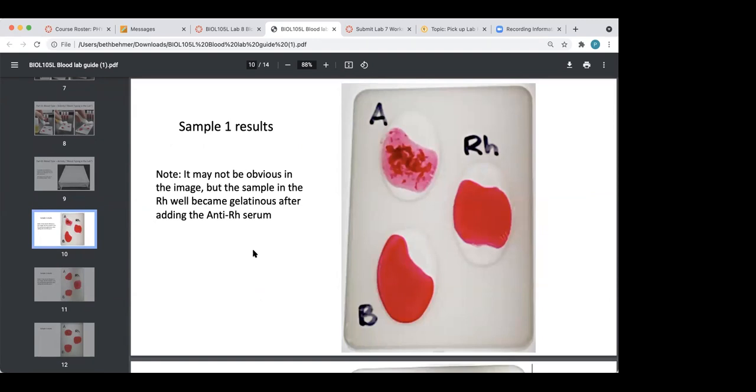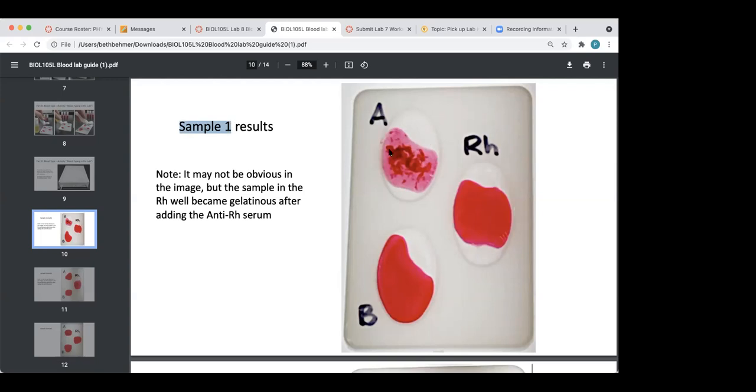So here we have a normal result. This is a person, sample 1. Let's say this is Joe. This is Joe's blood results, and we're trying to put a blood type on the blood of Joe.